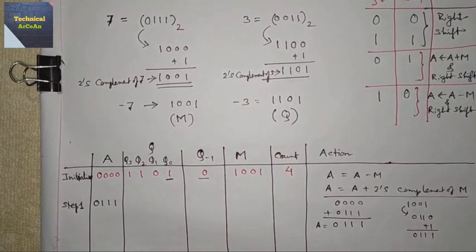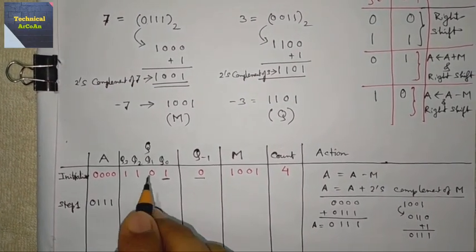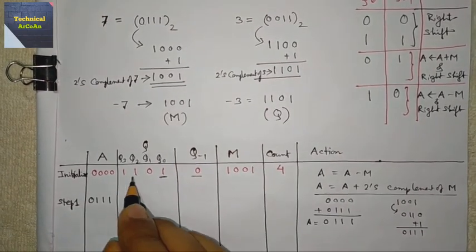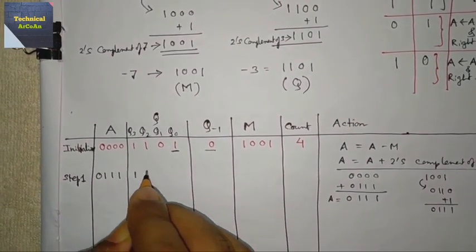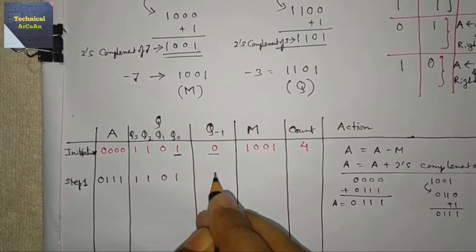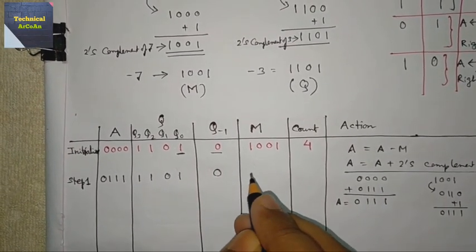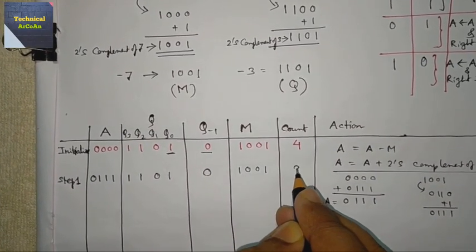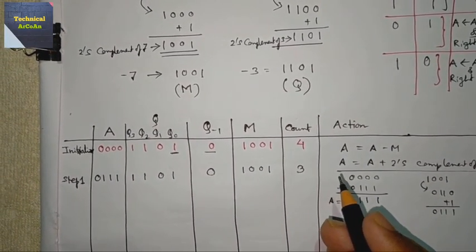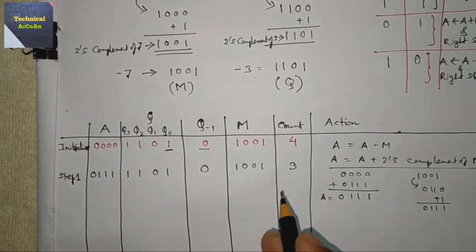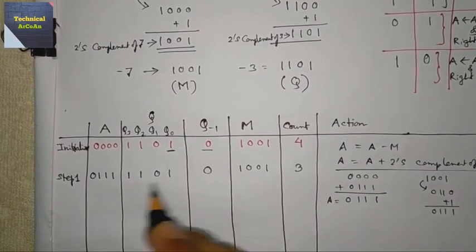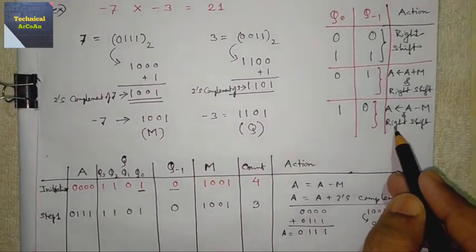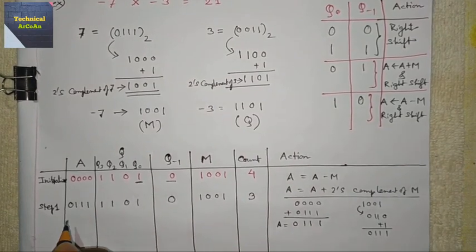Okay, now after that, whatever the value of Q, we just write it right here, so the Q value is 1 1 0 1, so we just write 1 1 0 1, and we write Q minus 1 will be 0, and M stays the same. Okay, now count will be 3, meaning it is reduced by 1. Okay, and also another operation is there. What is that? It should be right shift. Okay, now we do the right shift.